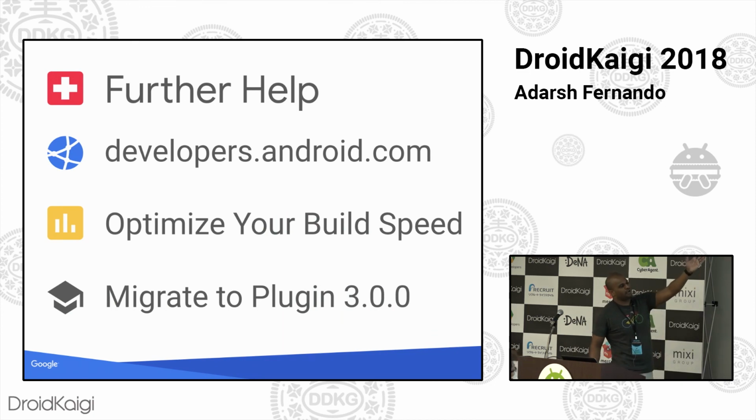So if you need any further help, you can always talk to me. Go to developers.android.com. There's an article for optimizing your build speed. There's also a huge article for migrating to plugin 3.0. I really just scratched the surface. You can see I'm already out of time, and I probably touched half the things that are on those documents. So check those out, and thank you very much.